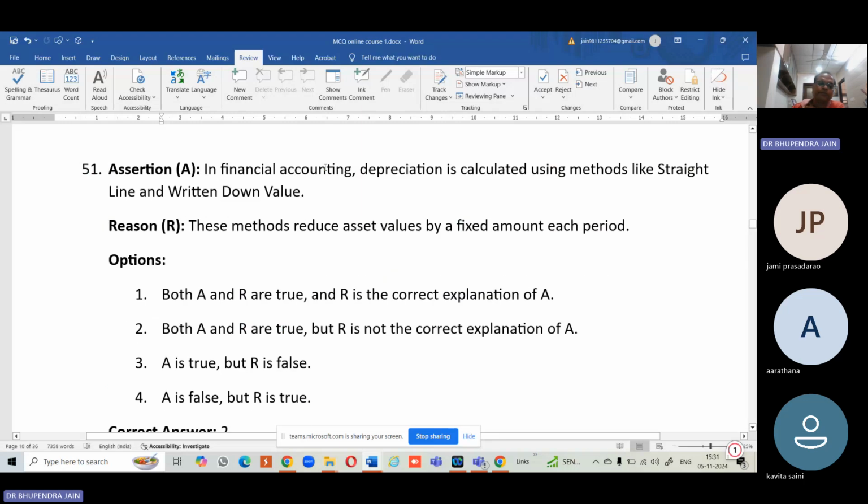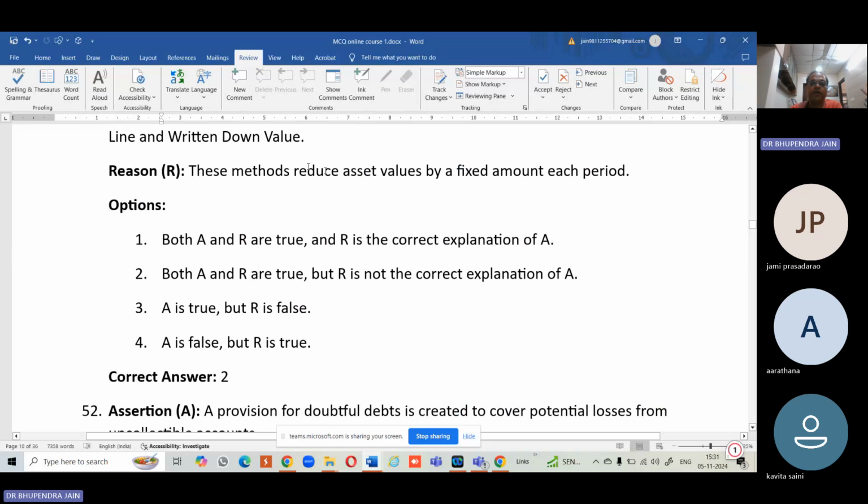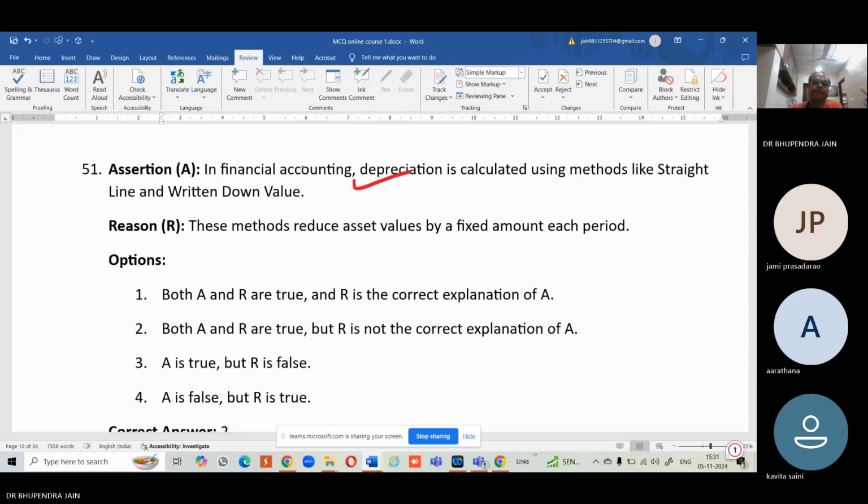Same type of question regarding assertion and reason. In financial accounting, depreciation is calculated using the straight line method and the WDV method. Yes, this is right. And these methods reduce the value of fixed assets by a fixed amount each period. Now check. Both A and R are true, but is R the correct explanation of A? No. A and R are true, but R is not the correct explanation of A.